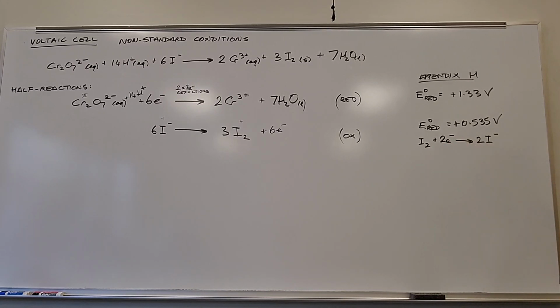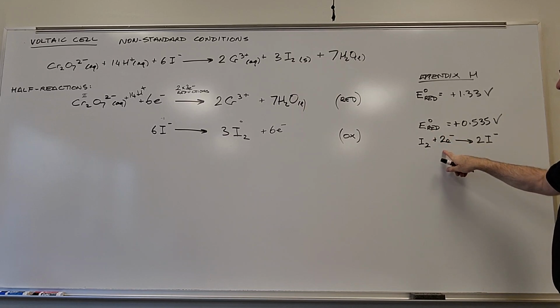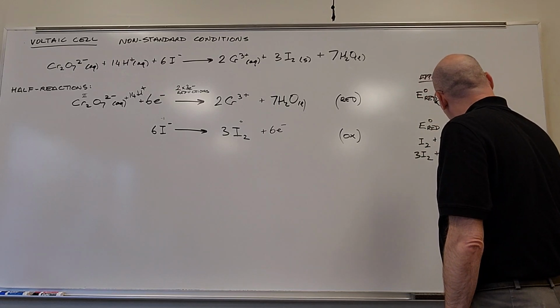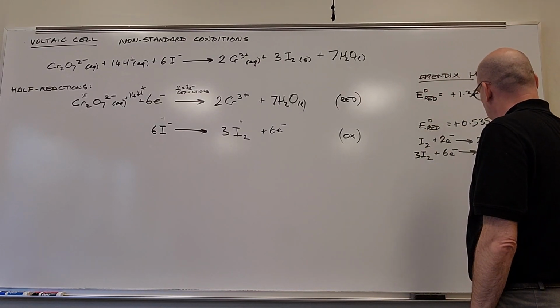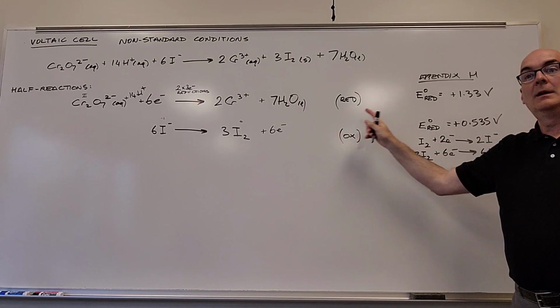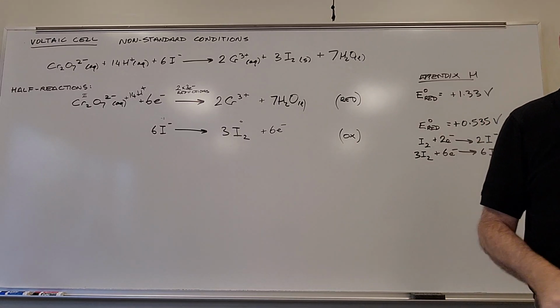What if I multiply this by 3? Nothing happens. Yeah. These are intensive. If I multiply that by 3, nothing happens. This is the reduction potential for this reaction, which is also the reduction potential for that reaction. The oxidation potential would be the negative value of it. Okay.